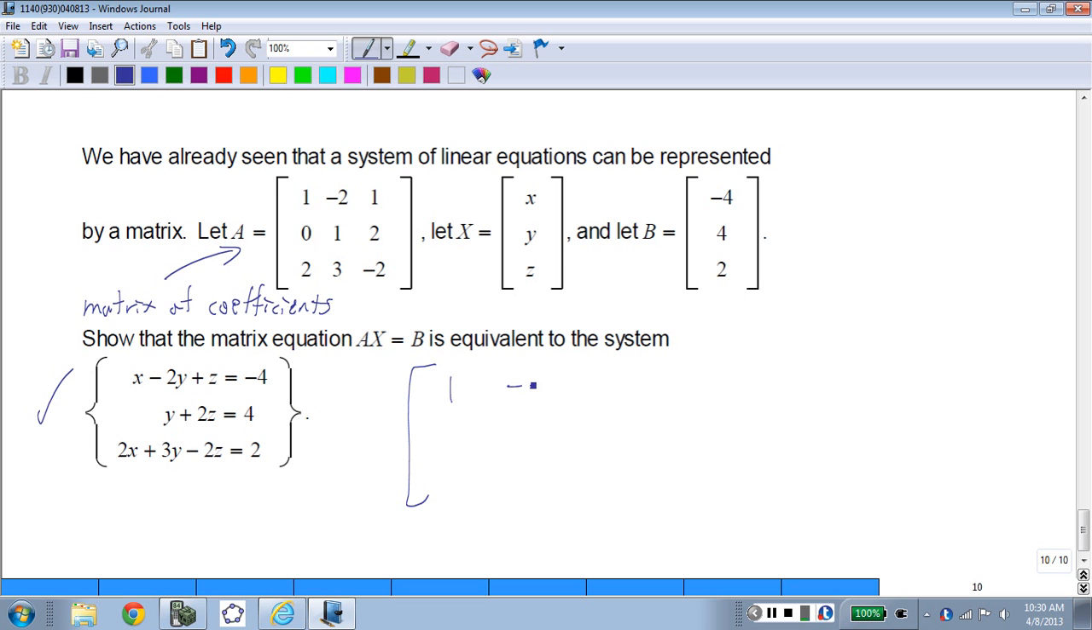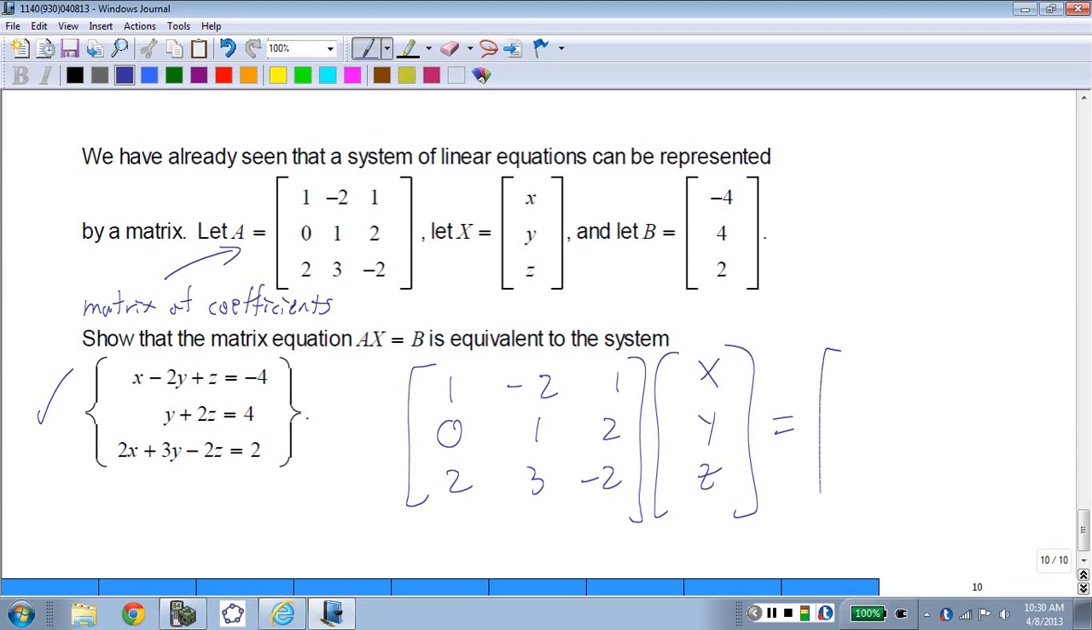I'm just listing the entries of the matrix. 1, negative 2, 1, 0, 1, 2, 2, 3, negative 2, multiplying by x, y, z, equals negative 4, 4, 2. That's the matrix equation. 3 by 3 matrix.